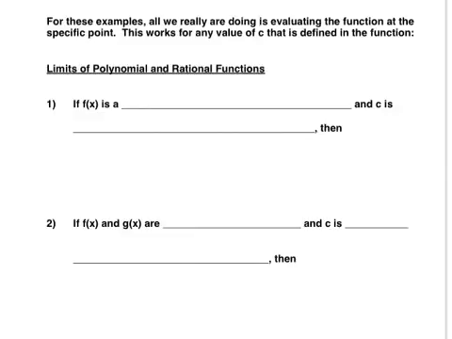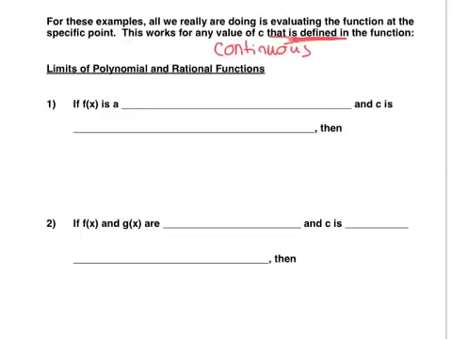For those examples, all we're really doing is evaluating the function at a certain point. And as long as the function is continuous, everywhere the function is continuous, that's all we have to do. So that's always the first thing we look for, continuous. That's what we have to look for first. If c is defined at that location, all you have to do is evaluate the function.